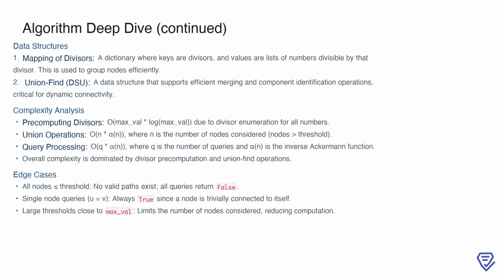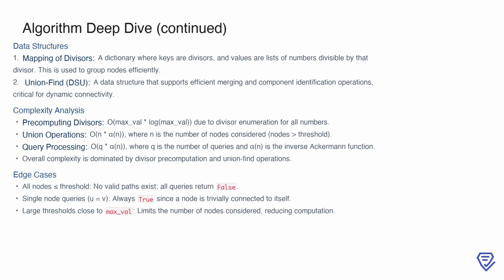The complexity of the algorithm is as follows. Pre-computing divisors takes O(max_val * log(max_val)), as we enumerate divisors for all numbers. Union operations take O(n * alpha(n)), where n is the number of nodes greater than the threshold. Query processing takes O(q * alpha(n)), where q is the number of queries. The overall complexity is dominated by divisor pre-computation and union-find operations, making it feasible for large inputs.